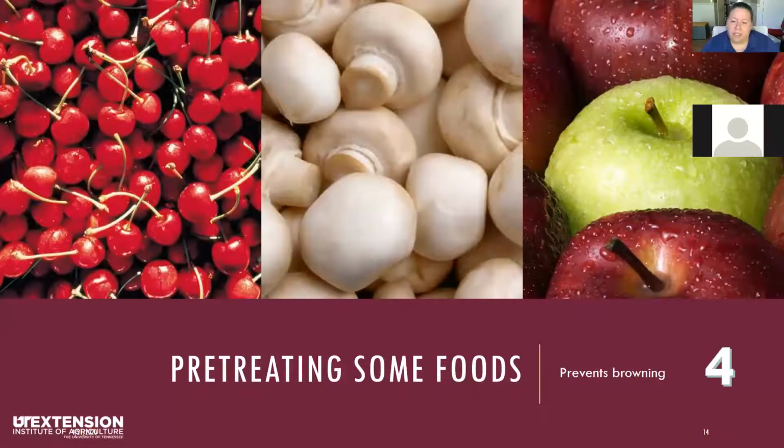Pre-treating some foods will prevent browning. So you can put them in ascorbic acid, which a lot of times you'll see as Fruit Fresh. It helps prevent that browning of the food. Apples are one of those that you typically want to treat with ascorbic acid. You want to make sure that you get food grade ascorbic acid when you do this.